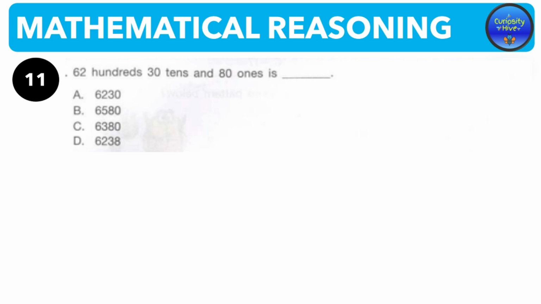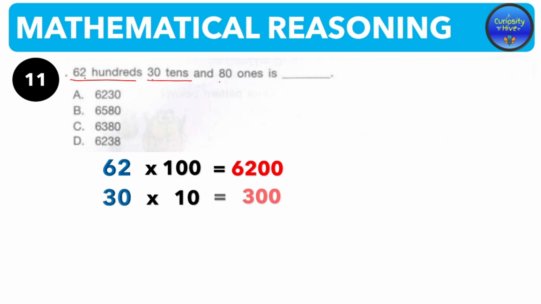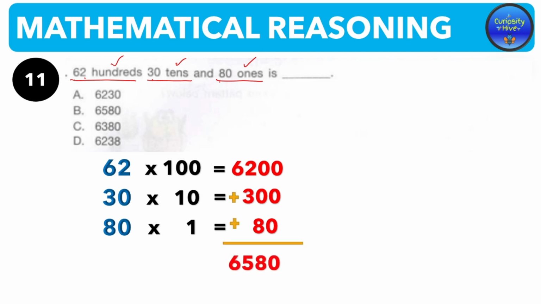62 hundreds is 62 times 100, which is equal to 6200. Similarly, 30 tens is 30 times 10, which is equal to 300. And 81s is 80 times 1, which is equal to 80. So always multiply the number with the place value said and then add these numbers together and you will get 6580 as the answer. So your right answer is option B.